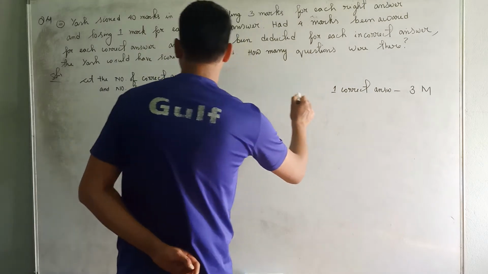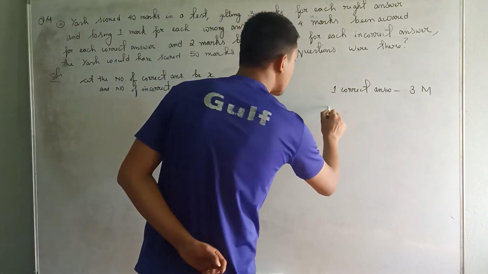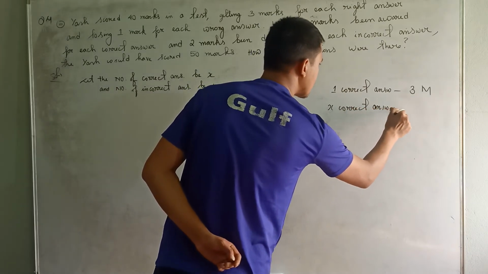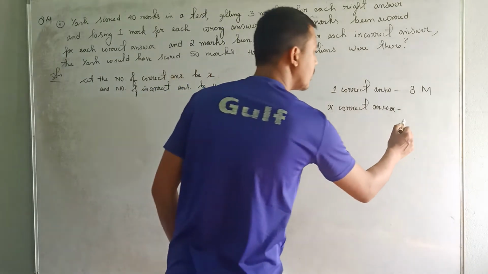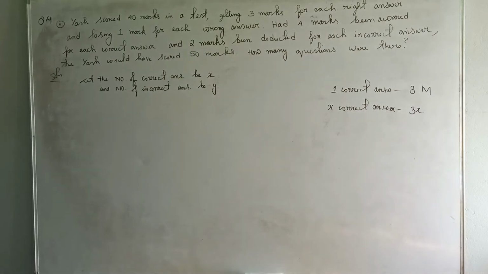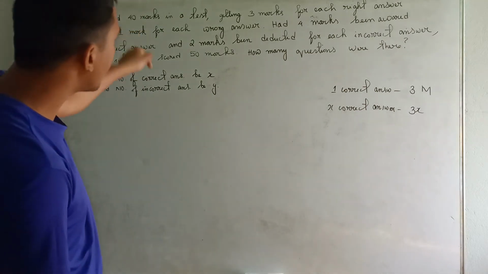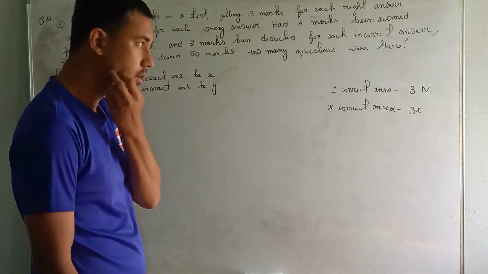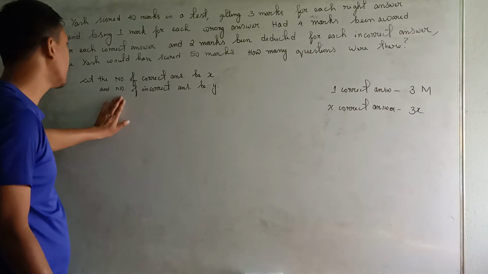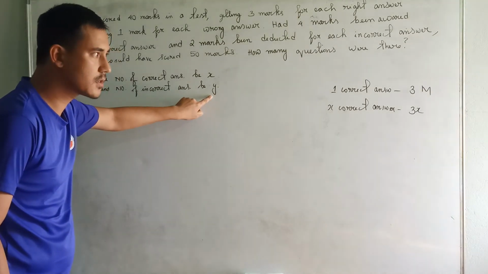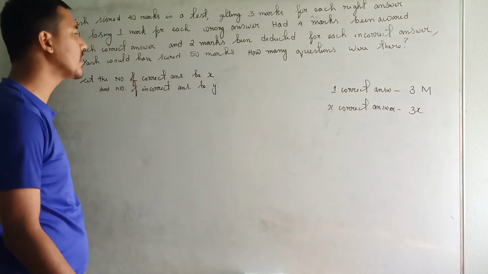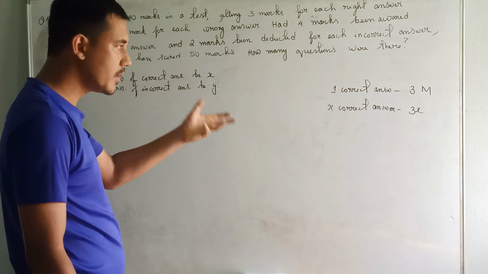So for writing one correct answer is 3 marks. So for writing x number of correct answers, how many marks will be awarded? 3x marks will be awarded. 3 times the number of correct answers that you wrote. Okay? For writing one wrong question, 1 mark will be deducted. If you write 10 wrong questions, 10 marks will be deducted. But you have written y number of incorrect answers, 1 mark is deducted for each. Y number of incorrect answers, how many marks will be deducted?